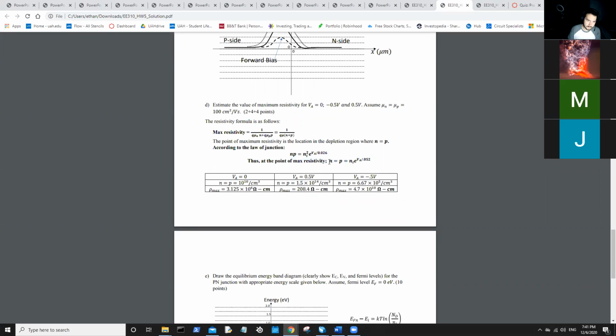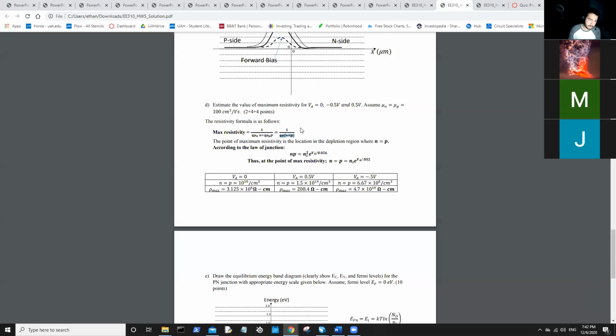This equation right here, this little portion I'm highlighting, is all you really need for this question, because then you just take your new values of n and p and plug them into this equation right here, and you're done. So in this instance, oh, is there a question? Nope, all right. 10 to the 10th times e to the 0.5 divided by 0.052 gives 1.5 times 10 to the 14th power.